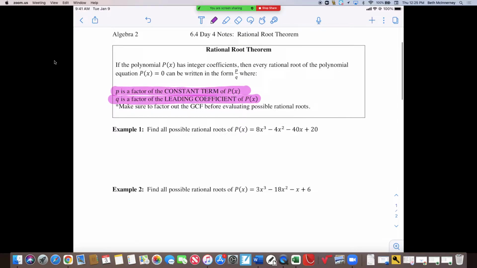All right, so 20 is the constant term and 8 is the leading coefficient. Or I guess that's not P, let me erase that a second. Here, let me restate that. So 20 is the constant term, and 8 is the leading coefficient.